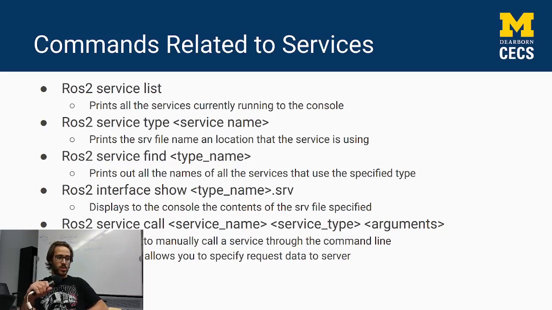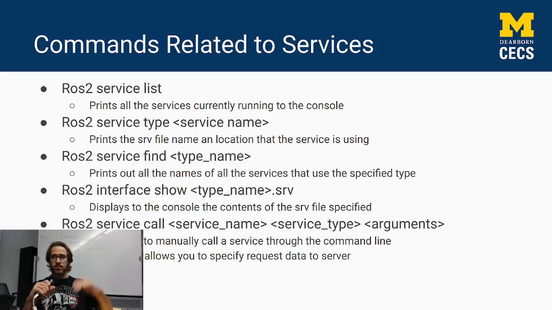We have the ros2 service type, where you give it a service name, which just prints the SRV file and location of everything, so that you can easily find the service file, as I mentioned, that specifies what is in the request and the response message. You can do an interface show. This will actually print out the actual SRV file for you. So if you want to display what a certain service's message is, you can use that.